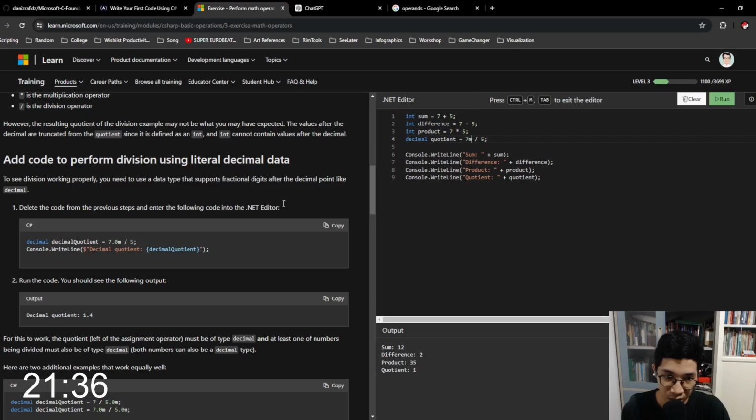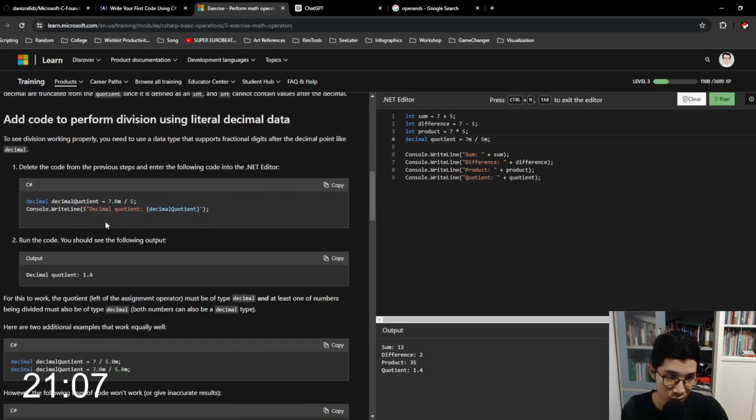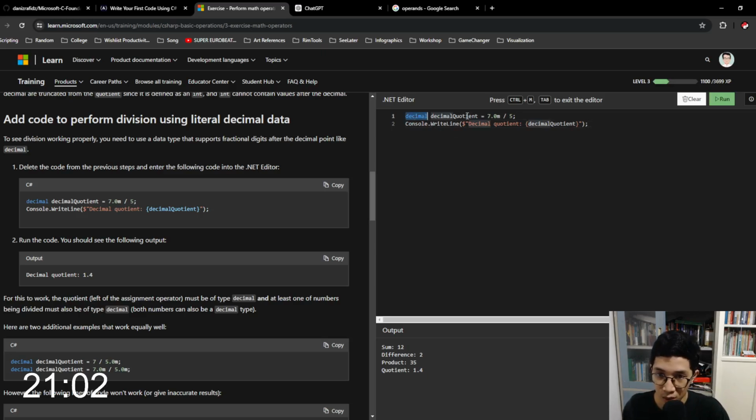What if I don't put the dot and the m here before the M? What will happen? Still the same though. Quotient equals 1.4. That's it. Yeah, that's it. What about if I put it here? 5 with m. Okay, let's just copy this. Okay, decimal quotient.